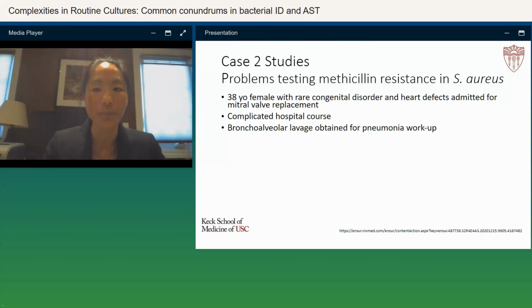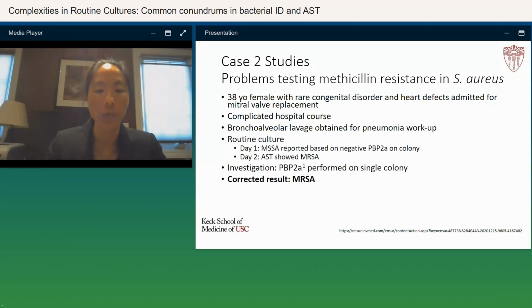Okay, so our first case in situation 2 is a 38-year-old female with a rare congenital disorder and heart defects. She was admitted for replacement of her mitral valve. She suffered a prolonged and complicated hospital course, at which point she had a bronchoalveolar lavage, or BAL, obtained for workup of pneumonia that seemed to have developed in the hospital.